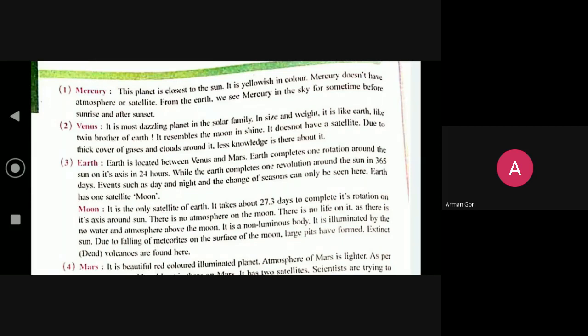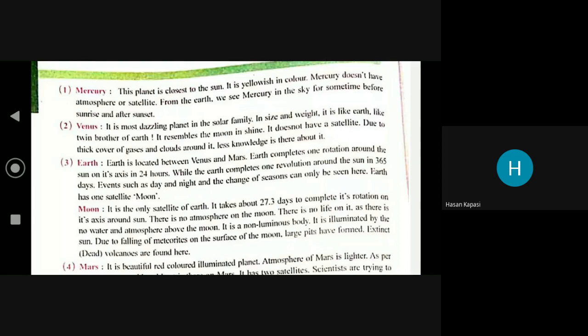Mercury does not have an atmosphere. Okay, what does it not have, beta? Mercury does not have an atmosphere or satellite. Okay, what does it not have, beta? Satellite. Yes, very good. It does not have an atmosphere or satellite. Okay, is it clear? Now, from the Earth, we see Mercury in the sky for some time before sunrise and after sunset.